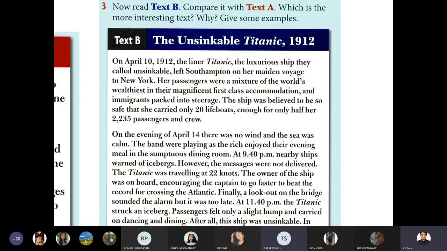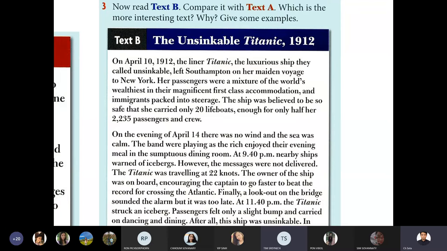The ship was built to be so safe that she carried only 20 lifeboats, enough for only half her 2,235 passengers and crew. On the evening of April 14, there was no wind and the sea was calm. The band was playing, and passengers were enjoying their evening meal in the dining room. At 9:40 p.m., nearby ships sent warnings of icebergs. However, the messages were not delivered.